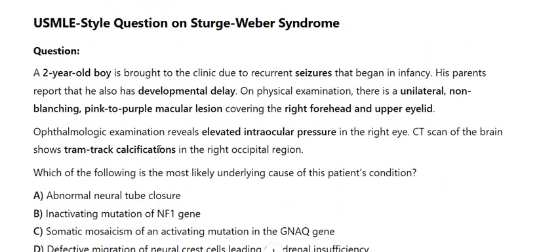USMLE-style question on Sturge-Weber syndrome. Question: a 2-year-old boy is brought to the clinic due to recurrent seizures that began in infancy. His parents report that he also has developmental delay. On physical examination, there is a unilateral, non-blanching, pink to purple macular lesion covering the right forehead and upper eyelid.